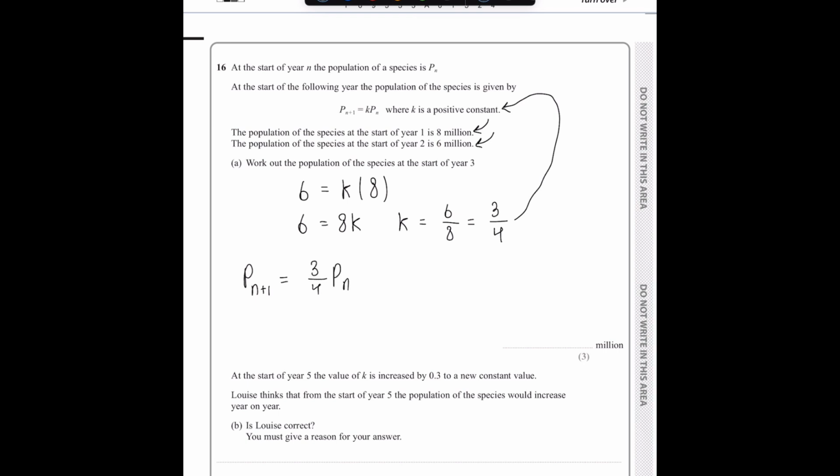So now, if we want to find P3, so the population of the species at the start of year 3, this is equal to 3 over 4 times by the population at the start of year 2. So in other words, we have 3 over 4 times by 6. And that would give us 18 over 4, which is equal to 9 over 2, which is equal to 4.5. So the population of the species at the start of year 3 is 4.5 million.